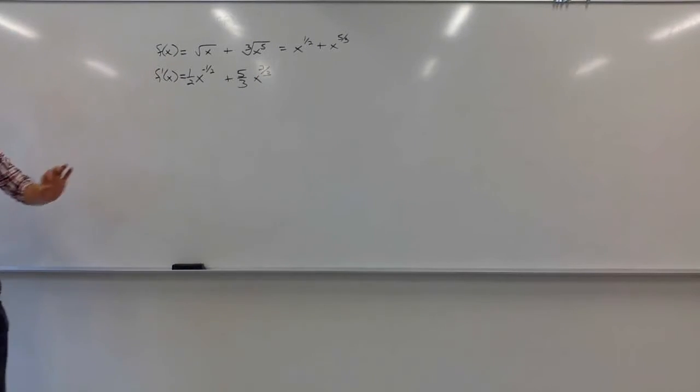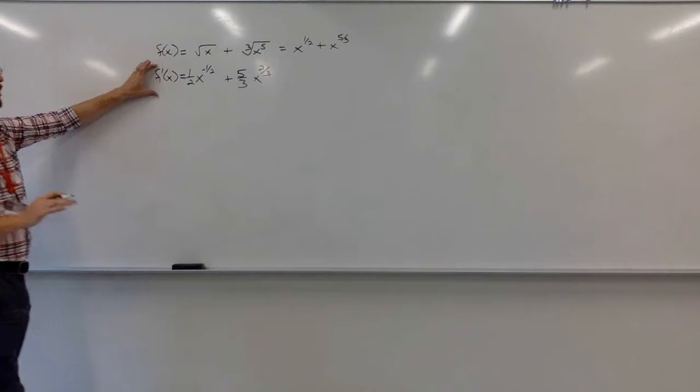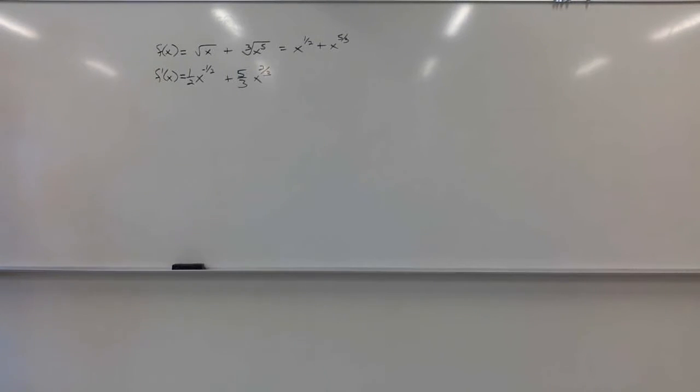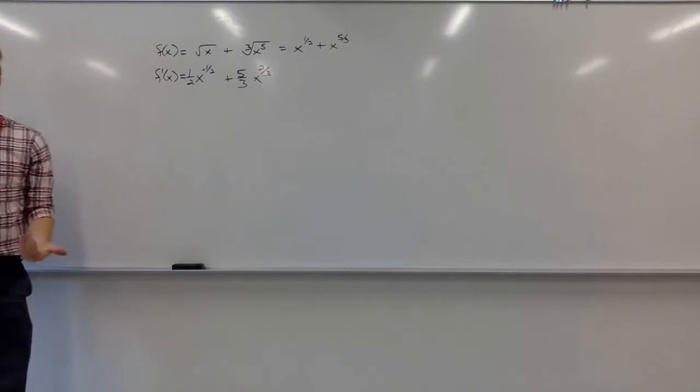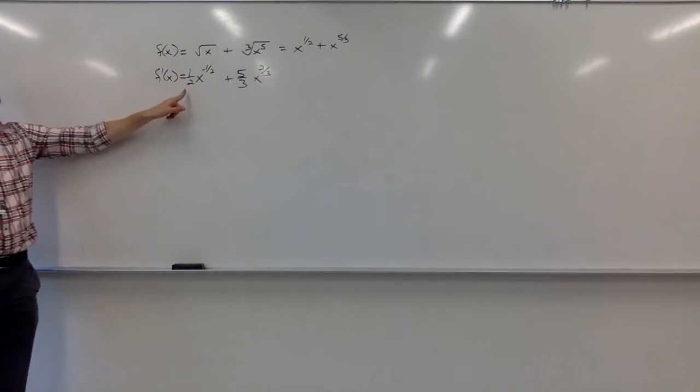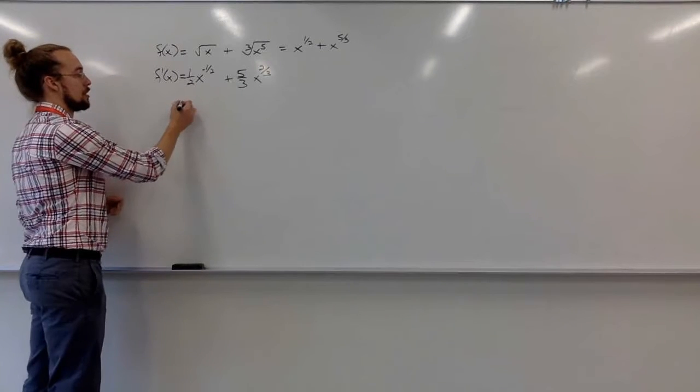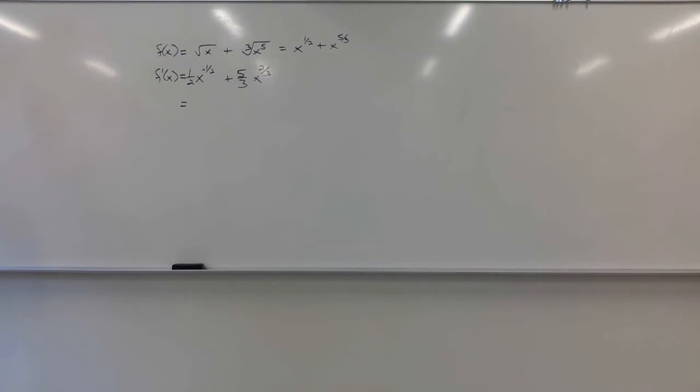So now again, on a free response, stop there. That's your answer. But on a multiple choice, you would probably see it rewritten using roots, since our original function had roots in it. So how would I turn this back into a function with roots? How would I rewrite this now?